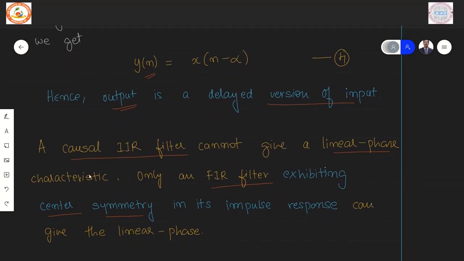Now, a causal IIR filter cannot give a linear phase characteristic. Only an FIR filter exhibiting center symmetry in its impulse response can give the linear phase.